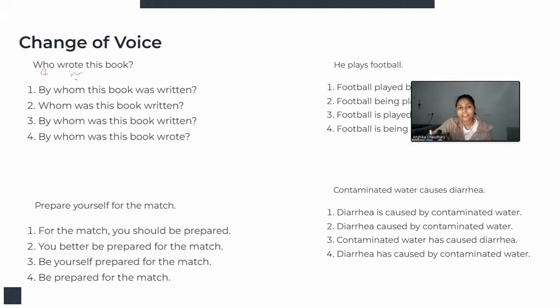So by whom was this book written? Any simple tense will be converted to its continuous. If it is present simple, it will be converted to present continuous. If it is past simple, it will be converted to past continuous. Here it is in past simple, so it will be converted to past continuous. That means was will come, because the subject is singular. So: by whom was this book written? So option number three will be the correct answer.